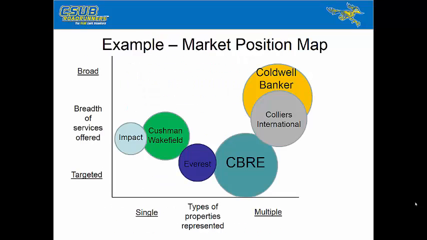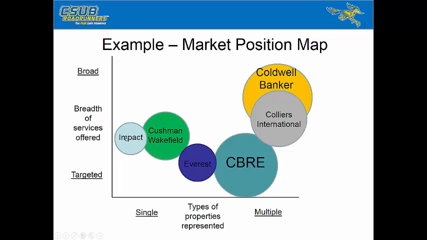So this is an example of the same company that did the Everest competitor profile. This is a market positioning map that they did, comparing themselves to the competition. They chose breadth of services for one axis and types of properties represented for the other axis. Impact was the name of their company.